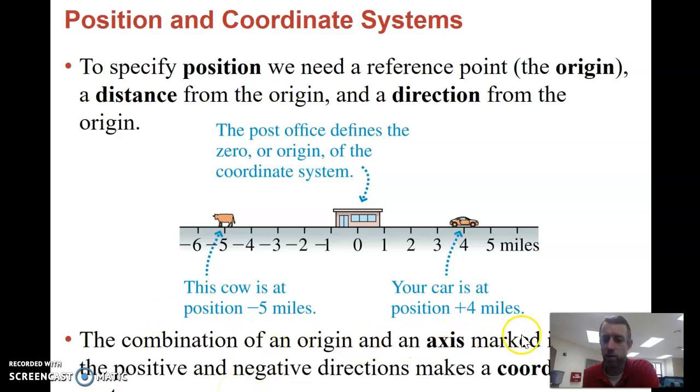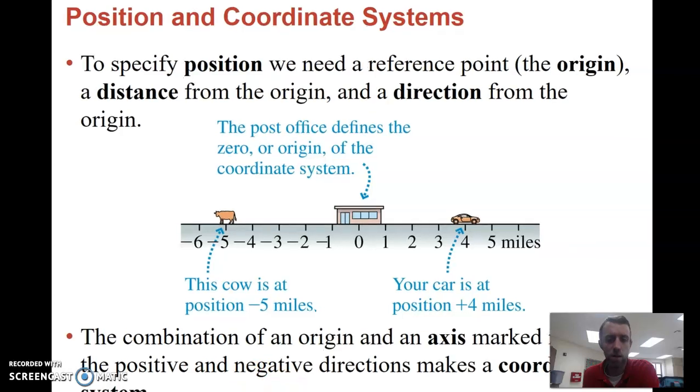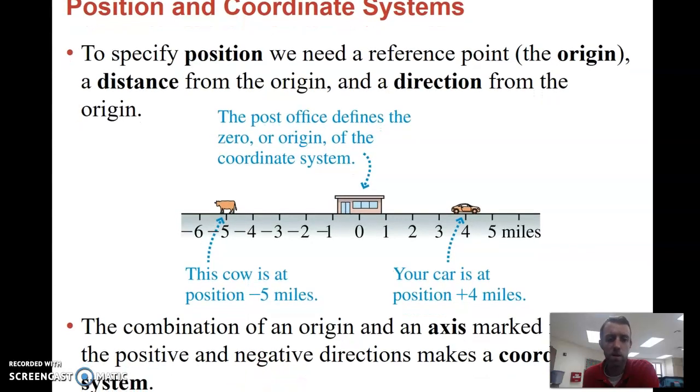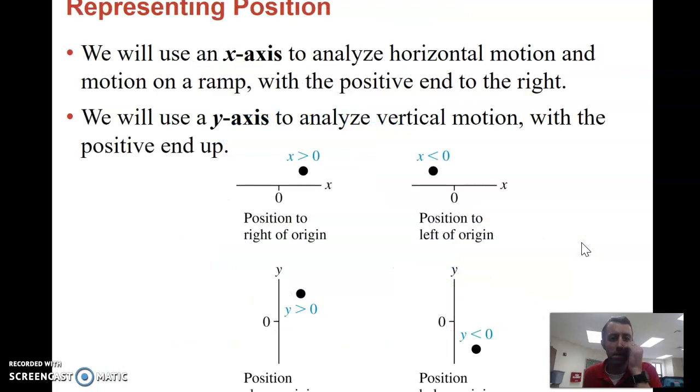So the combination of an origin and axis marked in both the positive and negative direction gives us a coordinate system. And so you can probably imagine where we're headed. We're going to have a coordinate system, x and y plane, and things of that nature. We will be getting into that soon. So x-axis, horizontal motion, motion on a ramp. We'll talk about that a little bit.